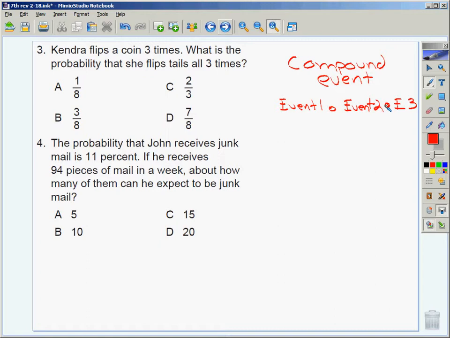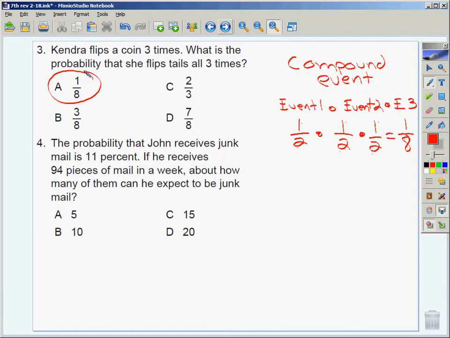So, on event 1, getting tails would be 1 out of 2. Event 2 would be 1 out of 2. And event 3 would be 1 out of 2. So, in the numerator, 1 times 1 is 1 times 1 is 1. In the denominator, 2 times 2 is 4, times 2 more is 8. So the probability of getting all 3 of them with tails is 1 out of 8.